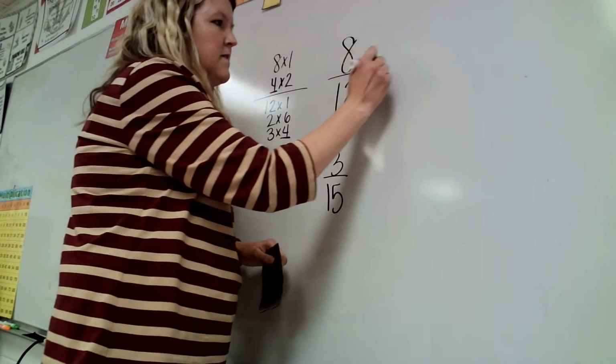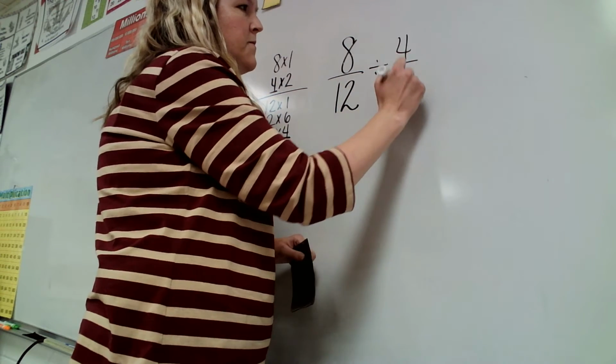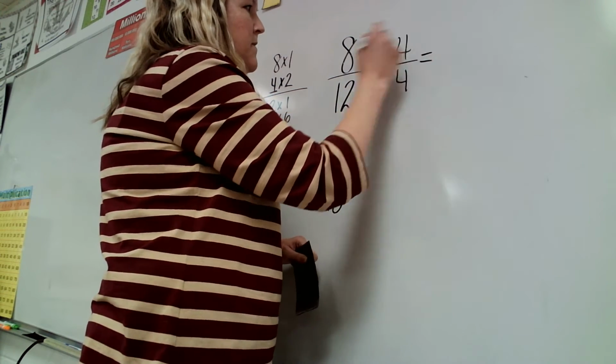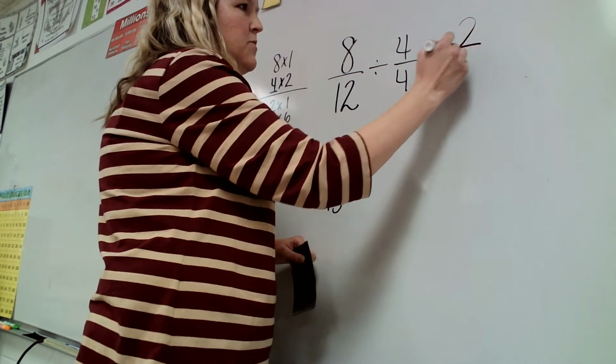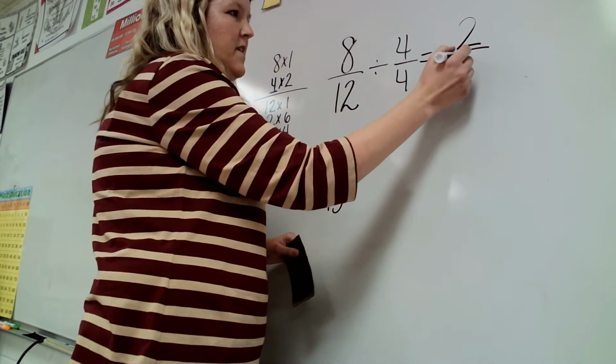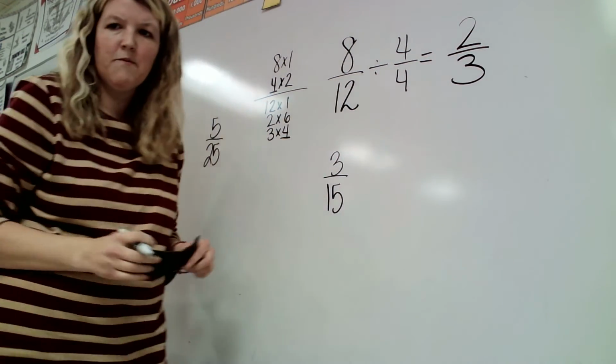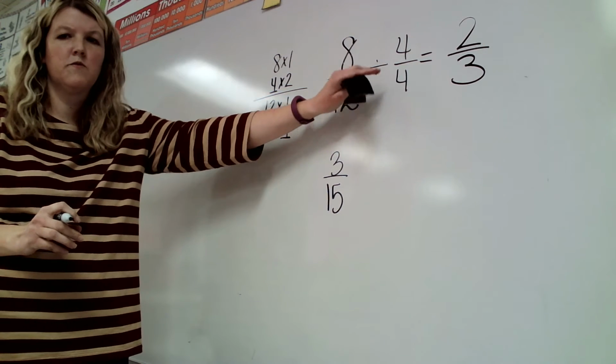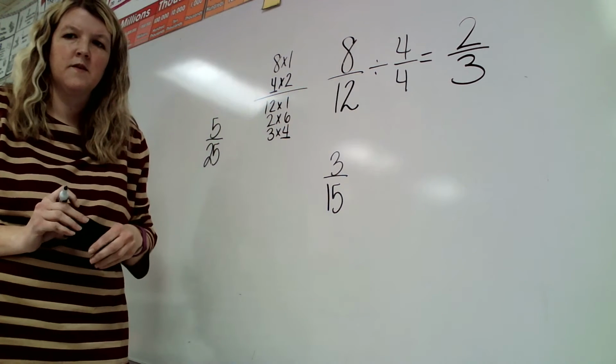So if I divided both of these by 4 over 4, then I would end up with 8 divided by 4 gives me 2. 12 divided by 4 gives me 3. So I end up with 2/3, just doing it in one step of division.